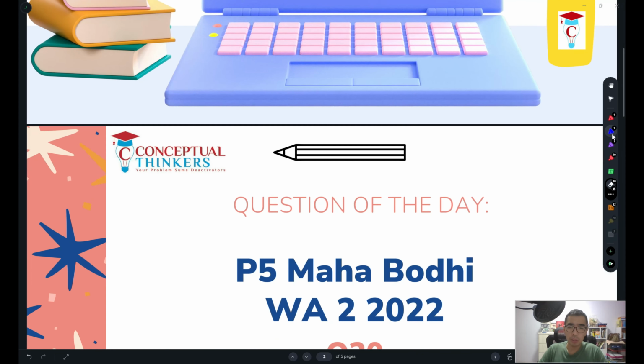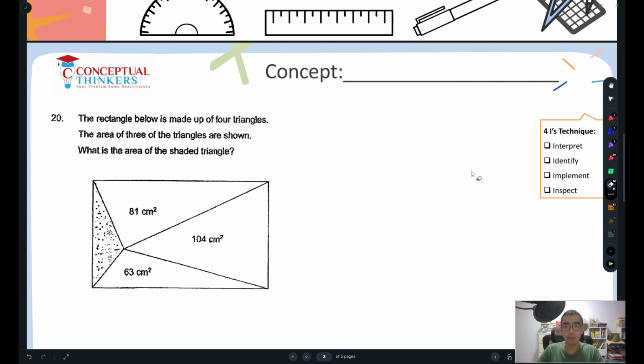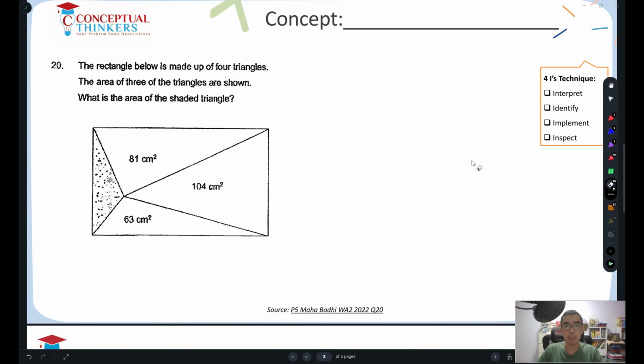Now today we will be touching on P5 Maha Bodhi WA2 2022 question 20. So let's start and interpret the question. We have a rectangle below which is made up of 4 triangles, and the area of the 3 triangles are shown. So we need to find the area of the shaded triangle.